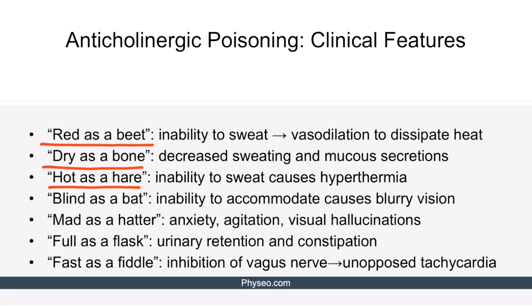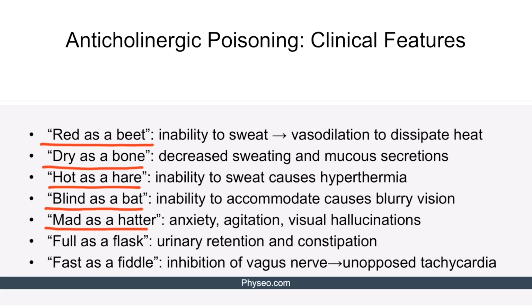Acetylcholine binding to muscarinic receptors has a role in eyesight, especially focusing on objects and accommodation. Thus, when acetylcholine is inhibited, the patient will be blind as a bat, meaning they will have blurry vision. The patient will also be mad as a hatter. This means that the patient can have anxiety, agitation, and visual hallucinations. The psychiatric symptoms occur because there are acetylcholine receptors in the central nervous system.